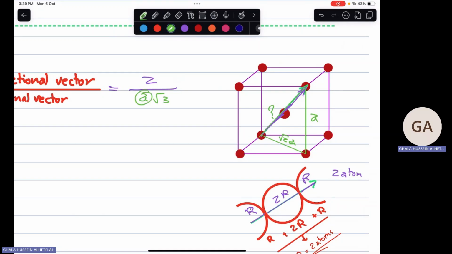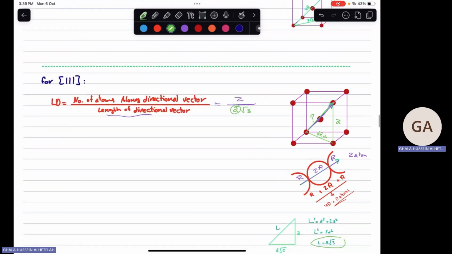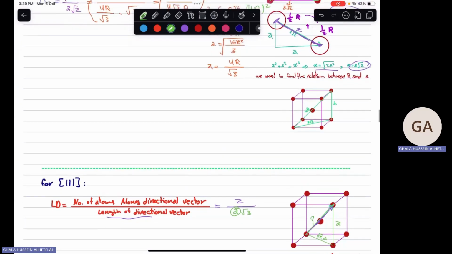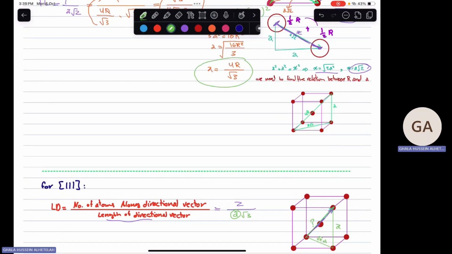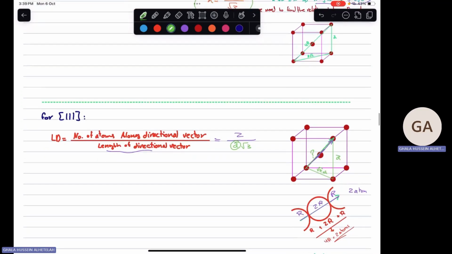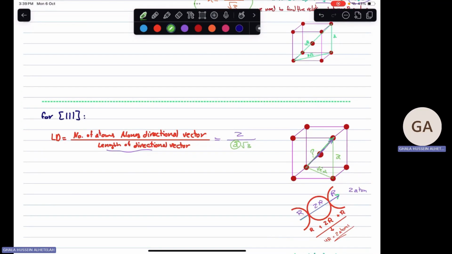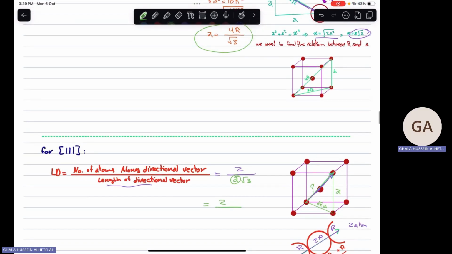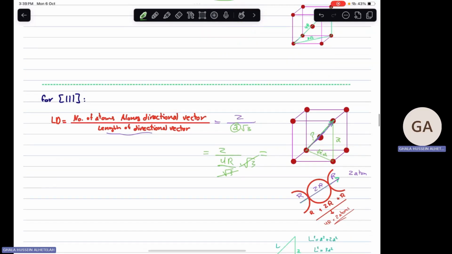Okay, we know the relationship between a and r from the previous question, which is a equal to 4r over the square root of 3. So it is equal to 4r over square root of 3 multiplying by square root of 3. This will cancel, and we are going to have that the linear density of this direction is equal to 1 over 2r.